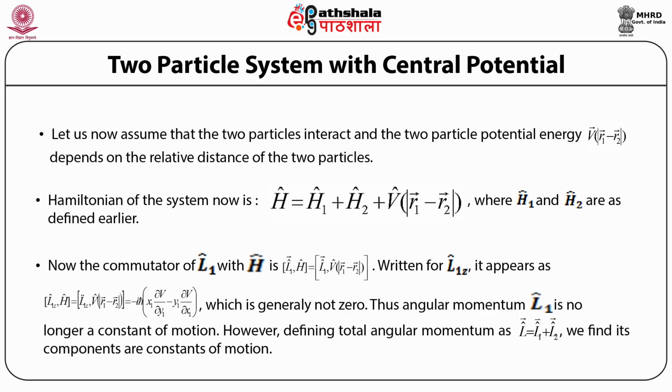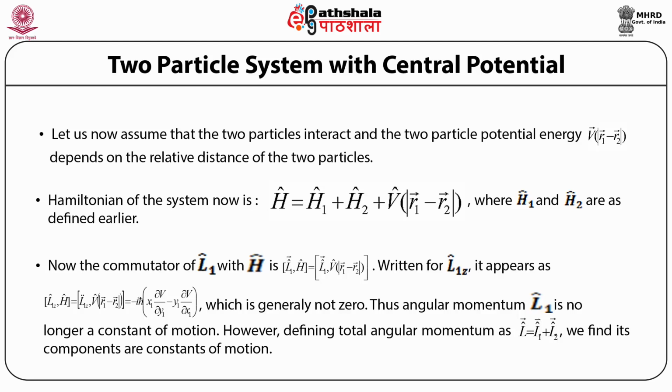So if we look at this commutation relation, what we see is that the commutation relation of the orbital angular momentum operator of the first particle with the total Hamiltonian operator of the combined system is simply the commutation relation between the orbital angular momentum operator of the first particle and the combined potential energy of the system as a function of modulus of position vector r1 minus position vector r2.